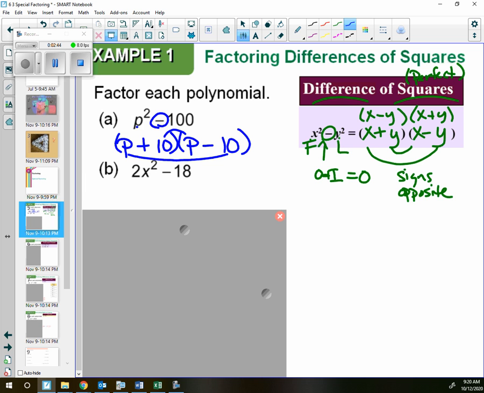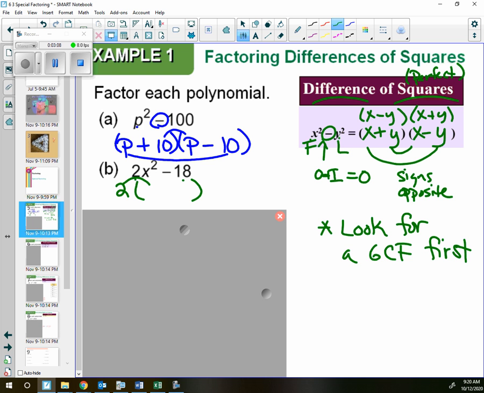I'm going to take a look at letter B. This one's a little different because I don't think 2 is a perfect square, and I don't think 18 is either. But remember what we always look for first. We always look for a GCF first, a greatest common factor. So I think in this situation, that might be what we need to deal with. Is there something we can pull out front of each of those terms? Each of them has a factor of 2 in there. So what if I pull a 2 out?